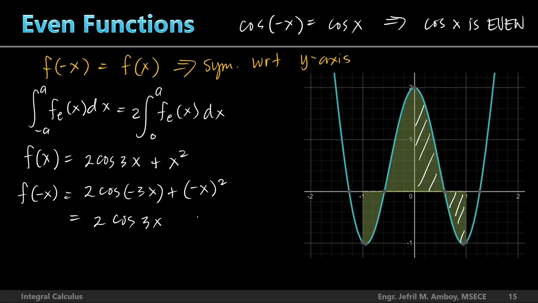Tapos yung negative x, pag in-square ko, ang sagot, x squared pa rin. Ayun, no? Kung ano yung original na f of x, yun din yung nakuha nating f of negative x. So, if that is true, then the function must be even. F of x is even, and therefore, kung even siya, ito na yung i-a-apply mo pag nag-integrate ka ng isang even function na ang limits ay parehas, yung isa negative, yung isa ay positive. Okay? Di ba madali lang?